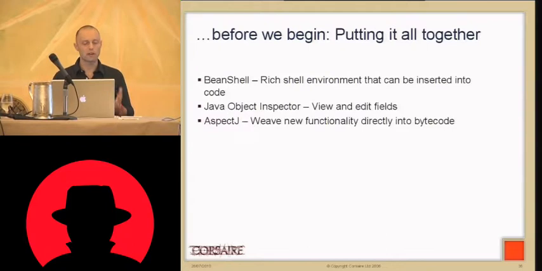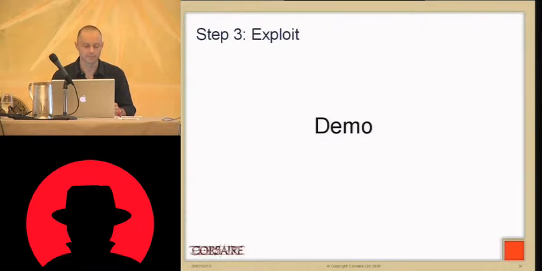And these are the three components we have. We have the Bean shell, which gives us an interactive scripting environment. We have the JOI, which is an easy-to-use GUI for editing fields. And we have AspectJ, which gives us the ability to rewrite methods or to insert code into bytecode.